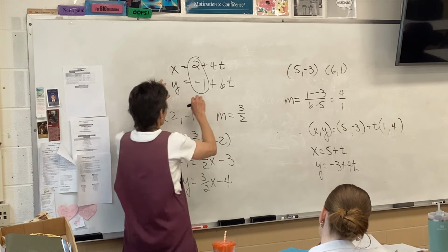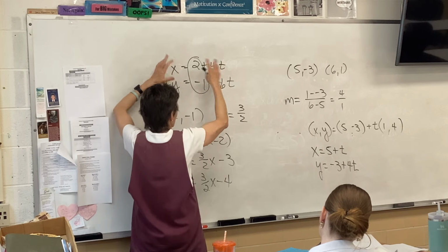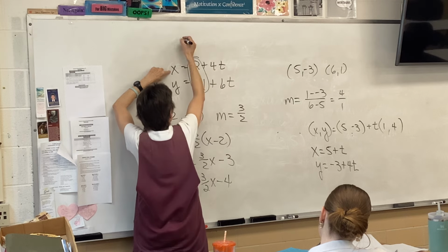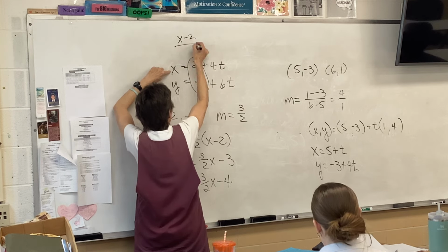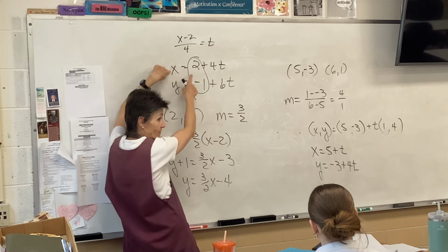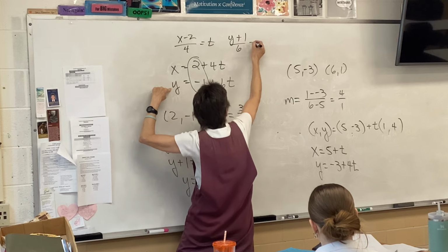Well, what if I solved, this is like a system of equations. What if I solve this for t? So x minus 2 over 4 equals t. Does that make sense to you? X minus 2 divided by 4. And y plus 1 over 6 equals t.